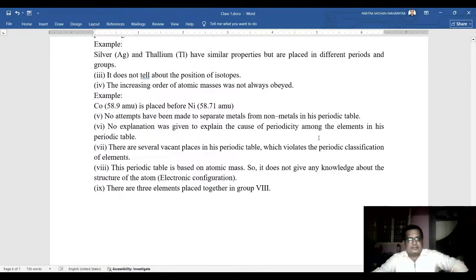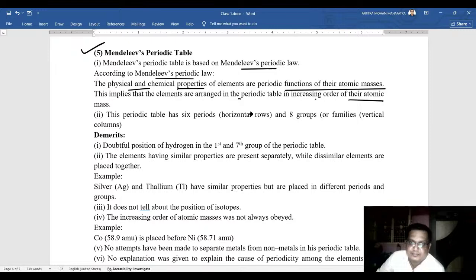Next, this periodic table has 6 periods. Horizontally, the rows are called periods and the columns are said to be groups. 8 groups are present already. So period means horizontal row, 6 periods, 8 groups.